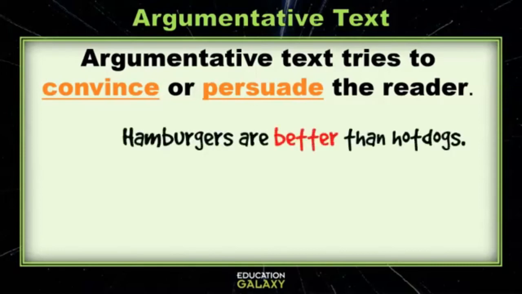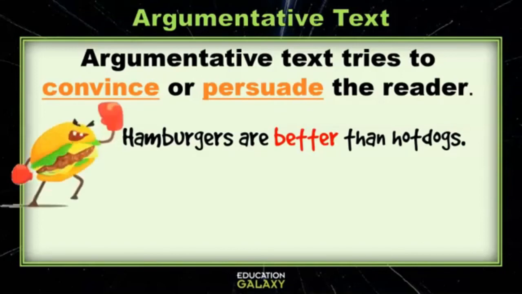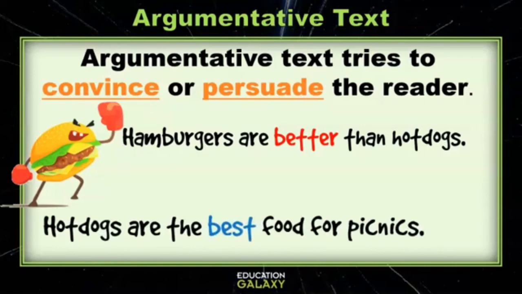Let's look at this sentence. Hamburgers are better than hot dogs. Who agrees with that sentence? The word better is a word that's used to help persuade the reader. Let's look at this sentence. Hot dogs are the best food for picnics. Who agrees with that sentence? The word best is also an opinion word that's used to persuade the reader.